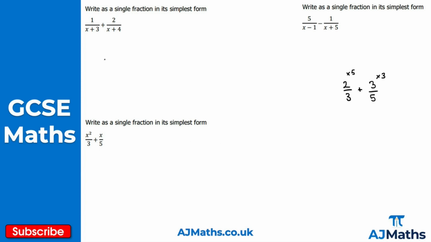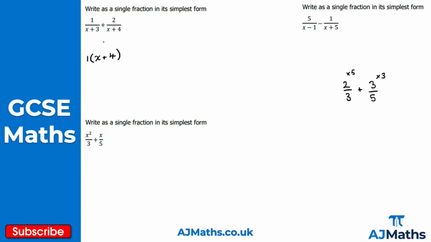So if we take a look at this first one here, we're asked to write as a single fraction in its simplest form, 1 over x plus 3 plus 2 over x plus 4. So what I need to do here is get a common denominator. When we look at these fractions that we're adding, they're not over a common denominator, so we need to do a bit of work here. And what I'm going to do is take this left-hand fraction and times that by the opposite denominator. So what I'm going to get then is 1 lot of x plus 4.